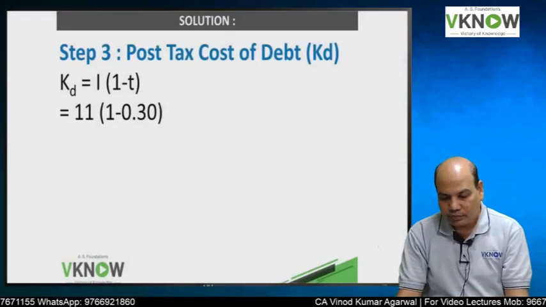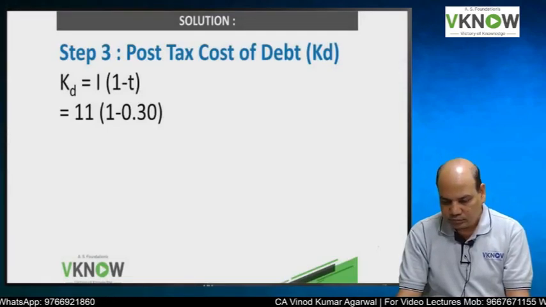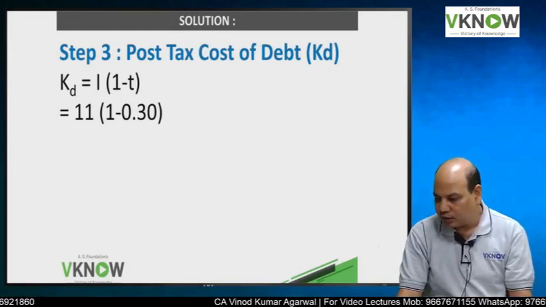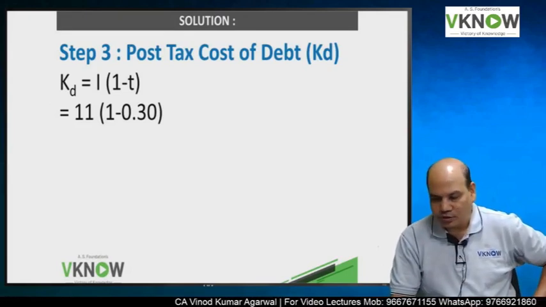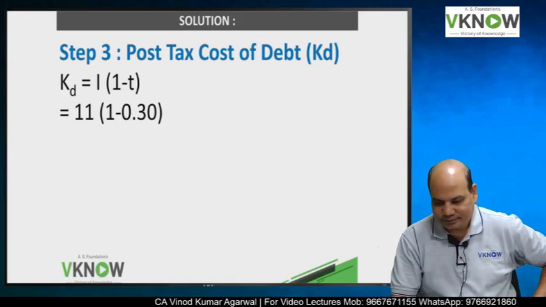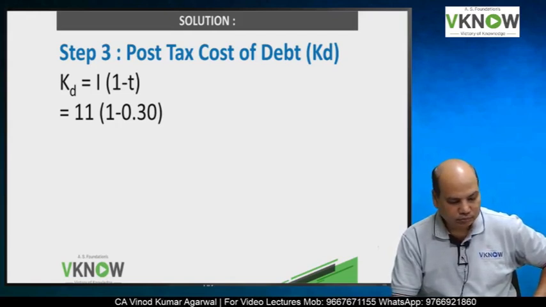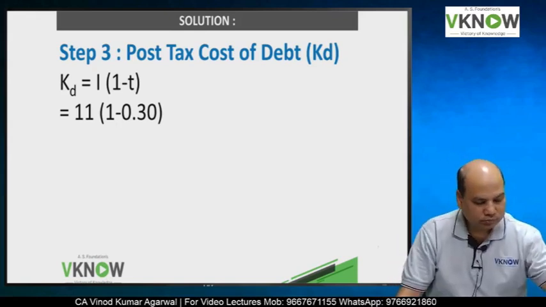Right. Step number 3, write down post-tax cost of debt. KD is equal to I into 1 minus T.